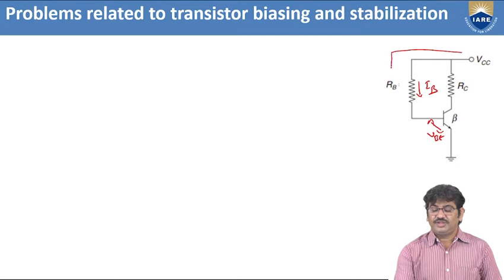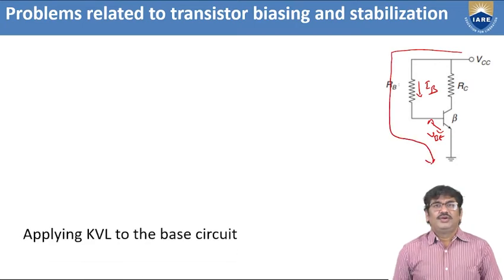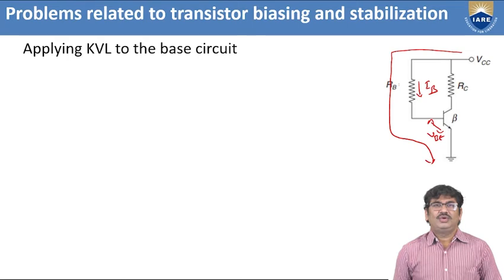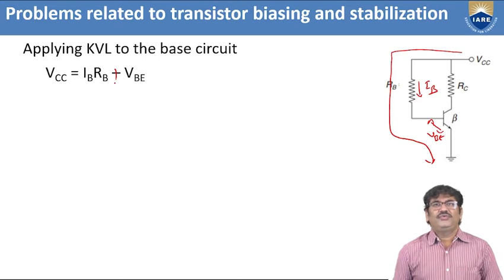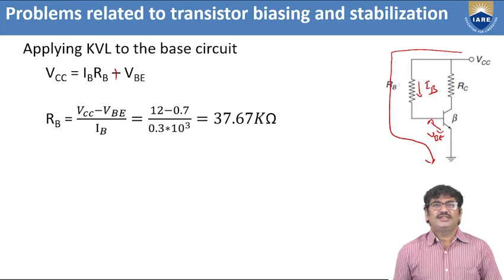So we will write the KVL expression for the input circuit as VCC is equivalent to IB into RB plus VBE. From this, we can find the RB resistance value as RB is equivalent to VCC minus VBE divided by IB. Upon substituting the given values, VCC is 12 volts minus VBE is 0.7 volts divided by IB, which is 0.3 into 10 power minus 3 amperes. This gives us RB is equivalent to 37.6 kilo ohms.